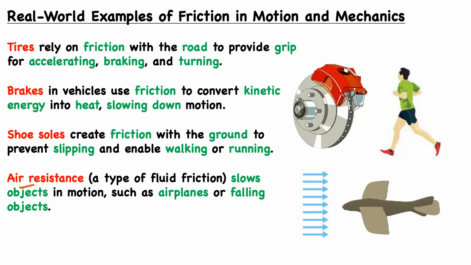And then lastly, to return to fluids, we have air resistance, which is a type of fluid friction. And this slows objects in motion, such as airplanes or falling objects. And again, this can be good and bad. In the context of an airplane, the more efficient that an airplane can fly through air and reduce the effects of air resistance, well then, the more efficient the airplane will be.